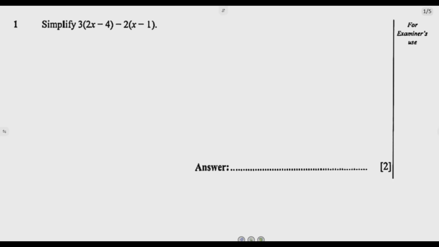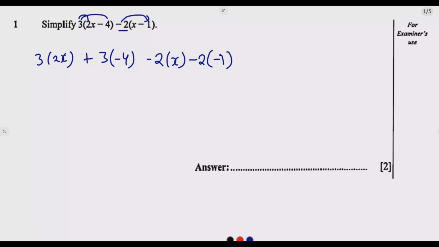The first thing you need to do is multiply this 3 with 2x, so it will be 3 times 2x. Then next, this 3 multiplied by negative 4, so it's going to be plus 3 times negative 4, because 3 is positive. Then we have this negative 2, so it will be negative 2 times x, then this negative 2 times negative 1. It's at this point that you need to pay particular attention.